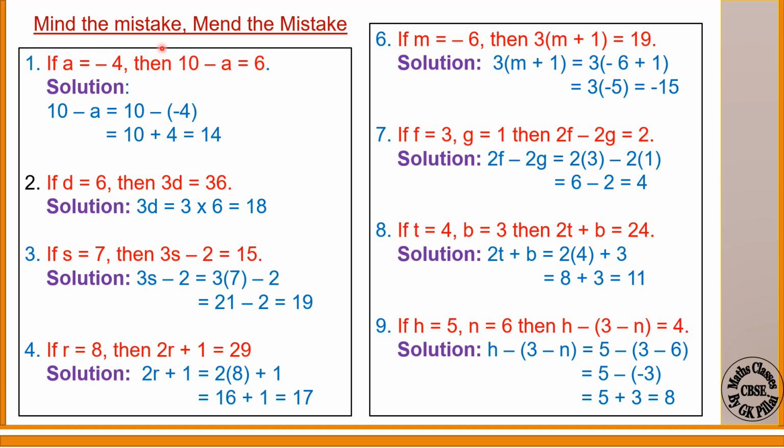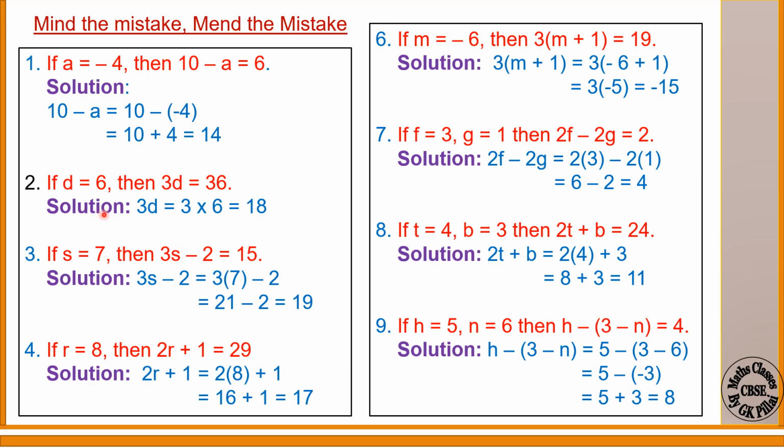Mind the mistake, mend the mistake. Find the mistakes here, and also you have to change it. If a equal to minus 4, then 10 minus a is 6. Actually 10 minus a will be 10 minus minus 4, because the value of a is minus 4. 10 minus minus 4, 10 plus 4, 14, and not 6.